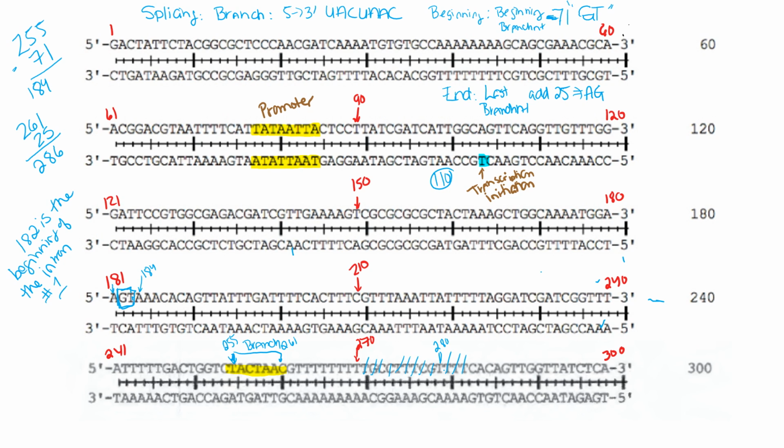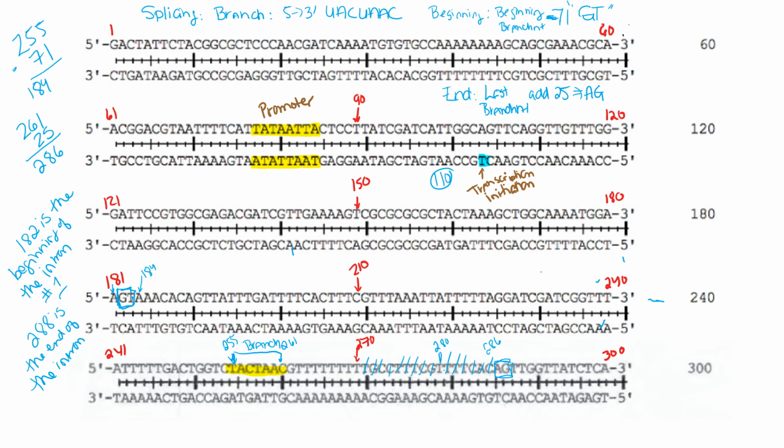1, 2, 3, 4, 5, 6. There's 286. That's C. And look, there's my A and G. So 288 is the end of the intron.